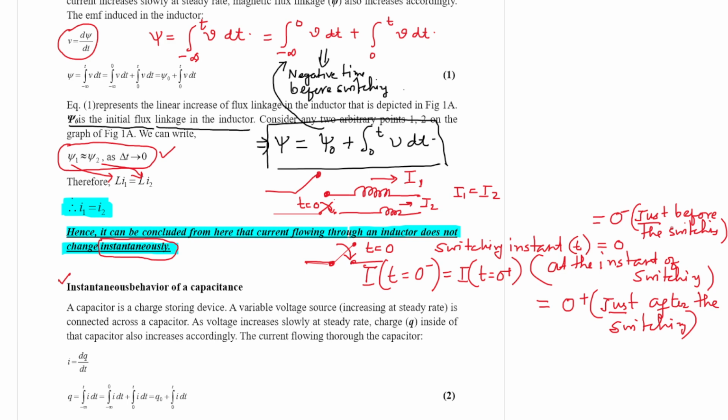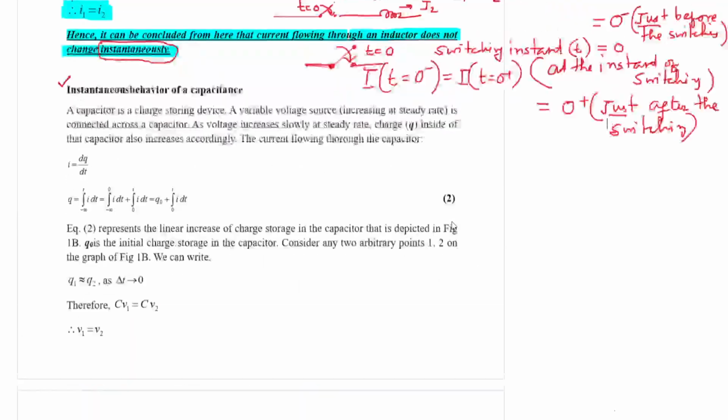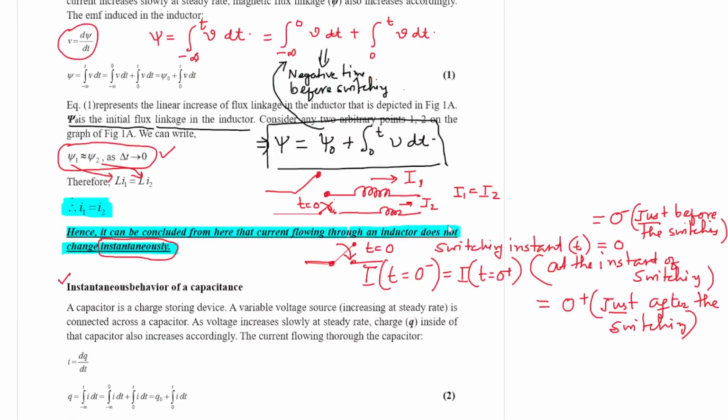Qualitatively, 0 minus means just before the switching and 0 plus means just after the switching. So we can understand from this figure 1a that instantaneously the flux linkages are almost the same. So from there, psi 1, psi 2, we can understand that the current flowing through the inductor does not change instantaneously. So if we take an instantaneous time duration, whatever the current is, it remains the same. However, if you don't consider the time to be instantaneous, then of course the current will change.